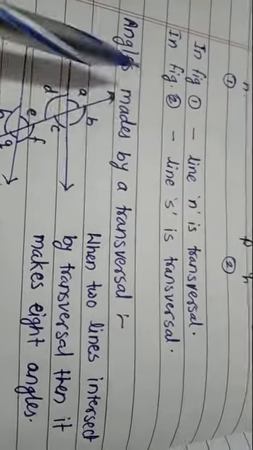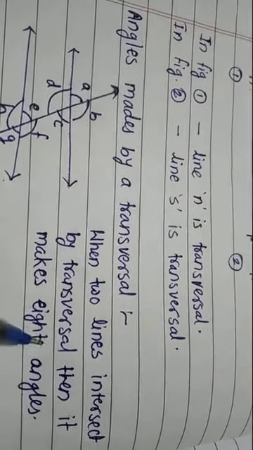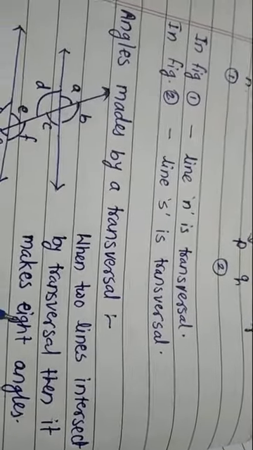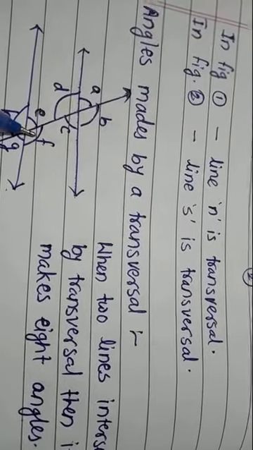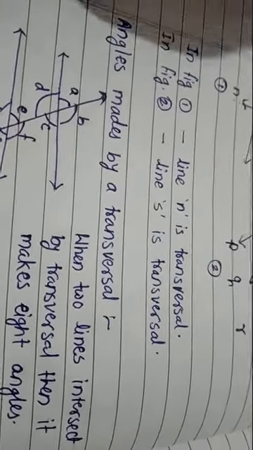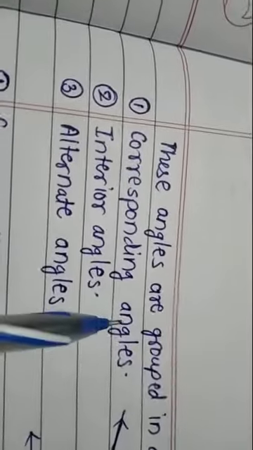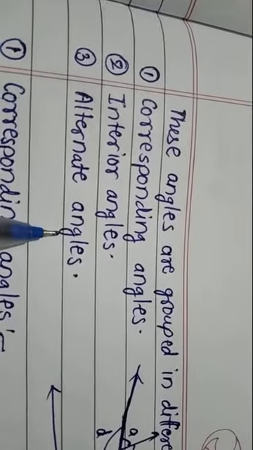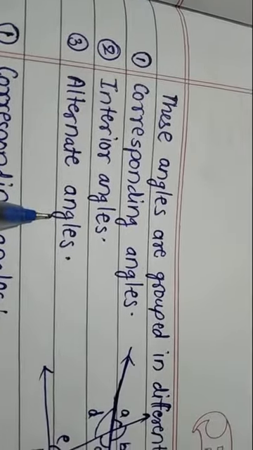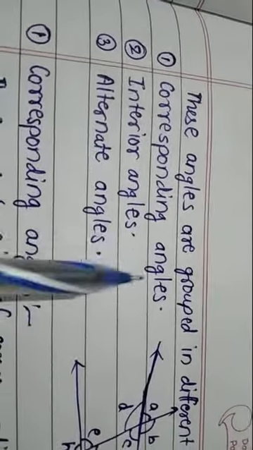So the angles made by the transversal are how many? Total 8 angles. Okay. So these angles are grouped into different pairs of angles. So this is categorized into 3 types. First one is the corresponding angles, second one is the interior angles, and third one is the alternate angles. Okay. So first we will see corresponding angles.